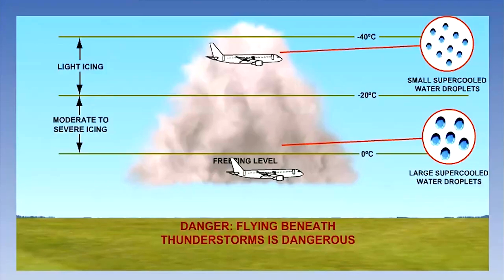Ensure you maintain clearance of terrain, but be careful when descending below convective cells because of other inherent dangers. The best course of action is to avoid flying through them altogether, not just because you are eliminating the icing risk but because they are hazardous for many other reasons.